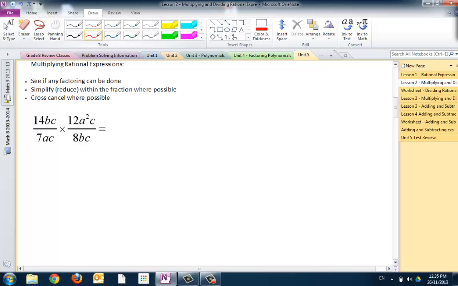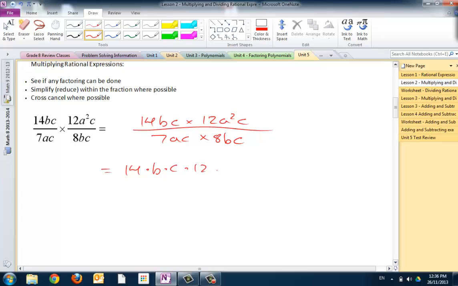Here are two monomials, just like we started yesterday in the last lesson. And in this case, I'm multiplying them. I'm going to take the monomial in the first fraction, and multiply it by the monomial in the second fraction. And all of that goes over 7ac times 8bc. At this point in time, you could start simplifying. If you wanted to, you could write this out in long form: 14 times b times c times 12 times a times c. If that helps you, feel free to do it. There's absolutely no harm in doing it.